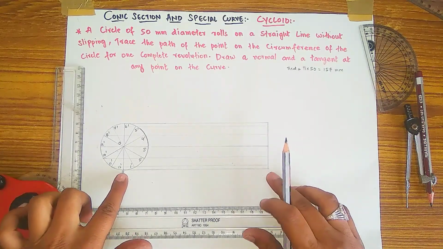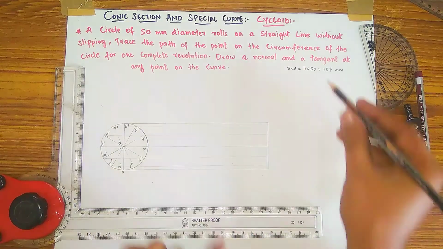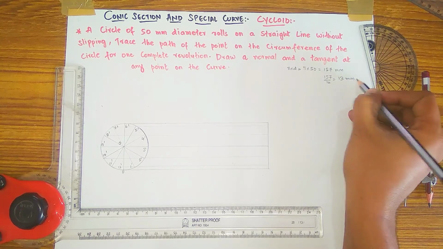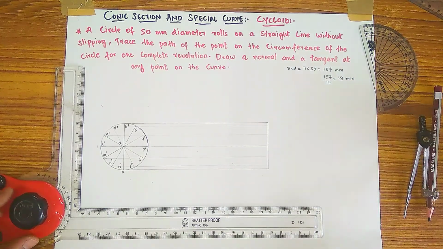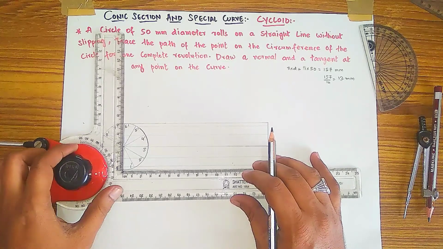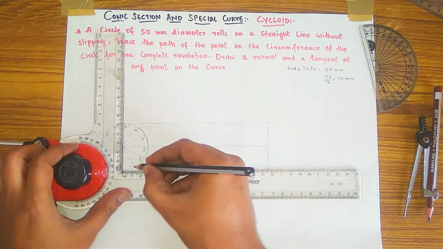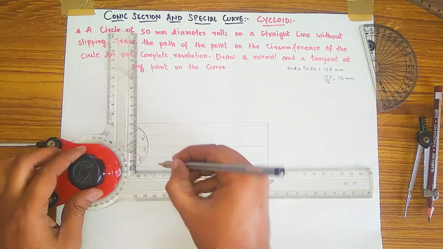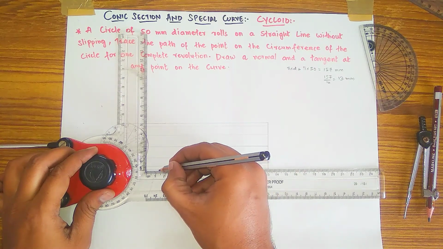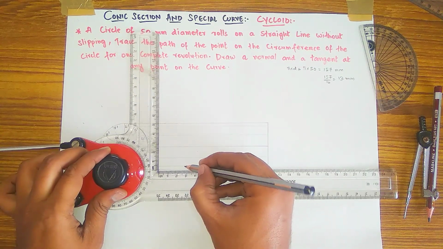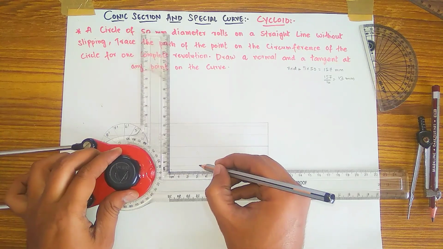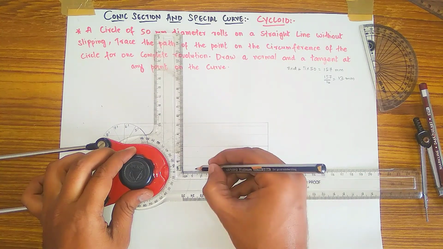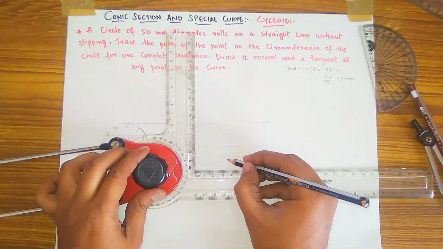Then after you have to divide this 157 into 12 equal parts. So you have to divide 157 by 12, which means 13 mm you will get. Each part you will get 13 mm. So take your mini drafter, 13 mm you put on that line. Each part will be 13 mm. So carefully do these parts.